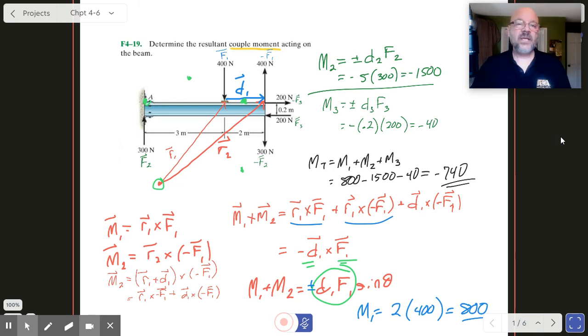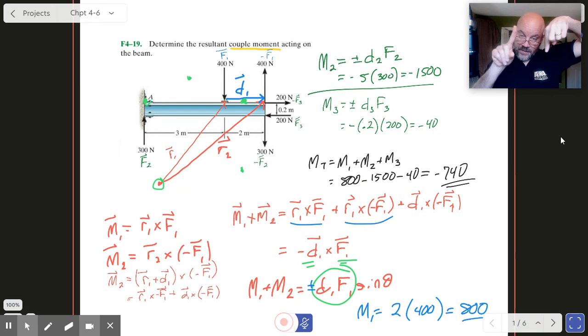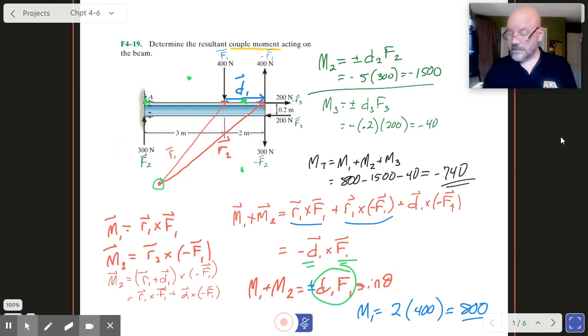So the idea of having a couple moment is very useful, actually. And if you've got a whole bunch of them acting on a system, you could just add them up. That's just fine. And we're going to see in another example pretty soon that that even works in three-dimensional space. So there's our idea. A force couple is opposite forces, and the moment depends on the distance between them, and that's all. The two forces and the distance between them.